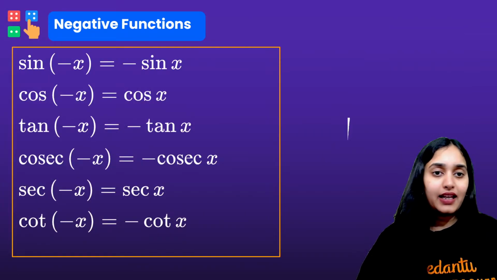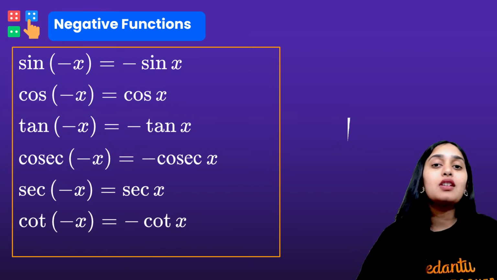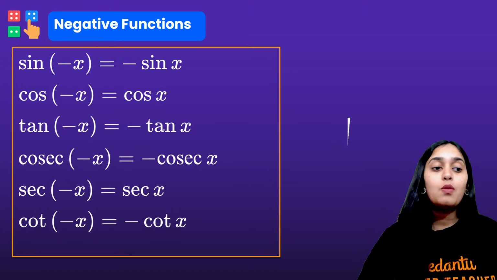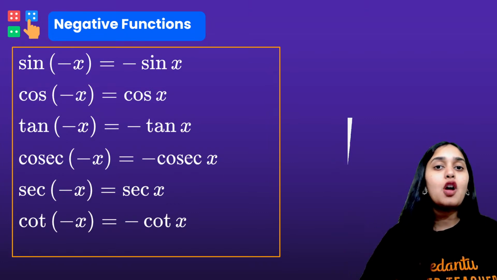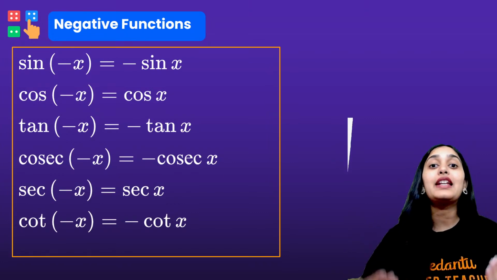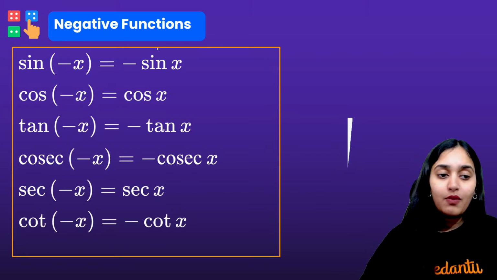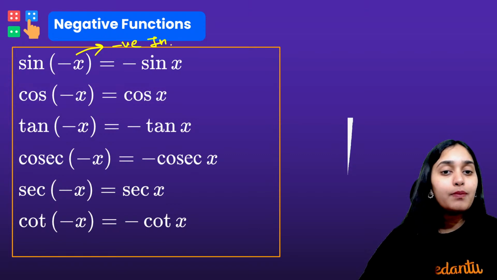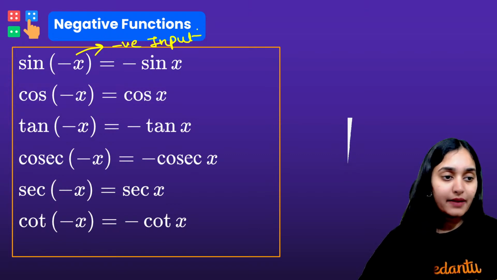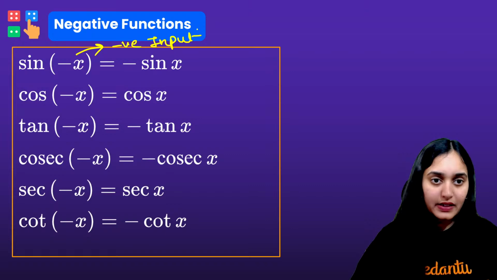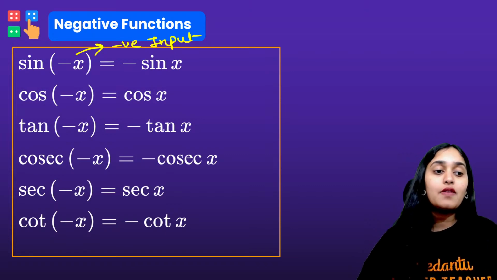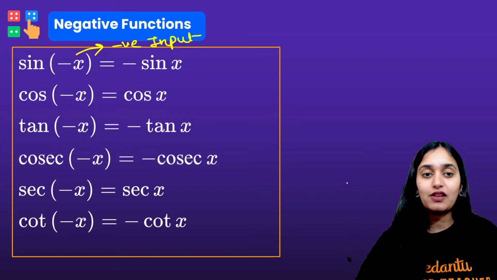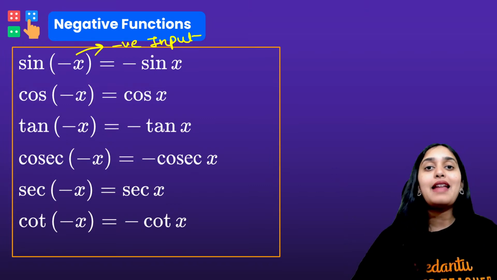Let's get started. Negative function basically means what is going to happen when our trigonometric functions have a negative input. Basically, what will happen if you want to find out the value of sine of minus x, cos of minus x, tan of minus x.